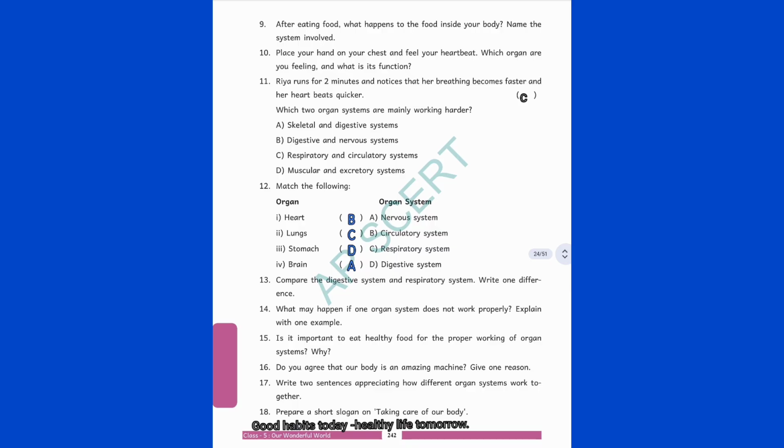12. Match the following. Organ: 1. Heart. 2. Lungs. 3. Stomach. 4. Brain. Organ systems: A. Nervous system. B. Circulatory system. C. Respiratory system. D. Digestive system. Answers: Heart, B. Circulatory system. Lungs, C. Respiratory system. Stomach, D. Digestive system. Brain, A. Nervous system.